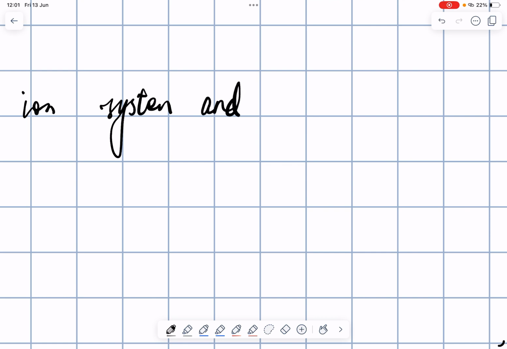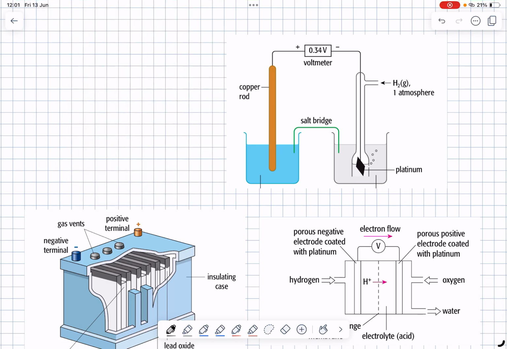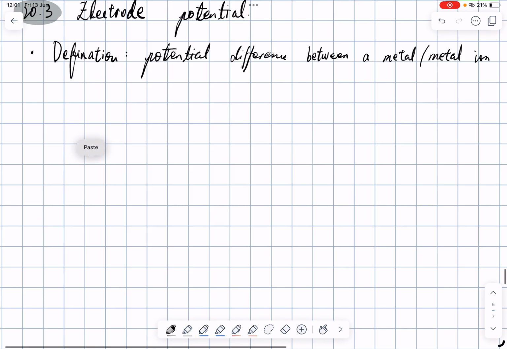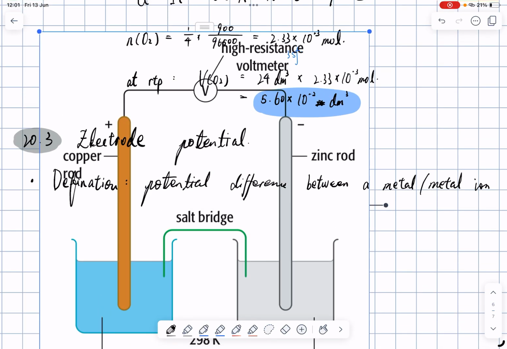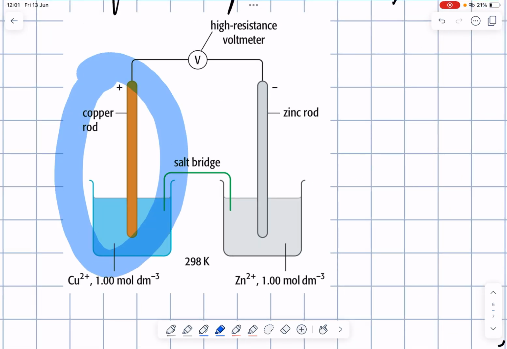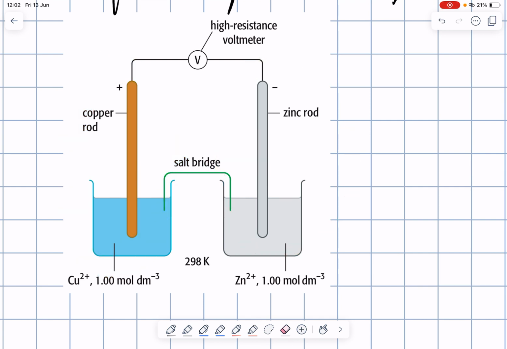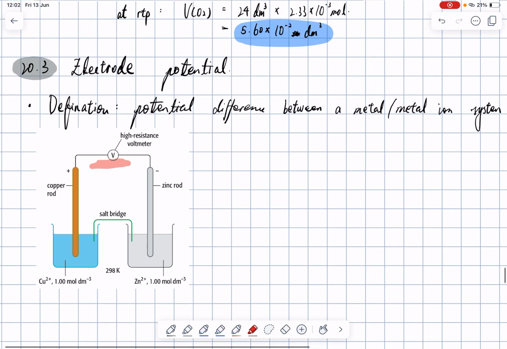System and another system. Here I got a good example for you. I got a beautiful graph here, and I suppose we'll use this several times. I'll show you now. Here you see on the left hand side we have a copper 2+ ion system, and on the right hand side a zinc 2+ ion system. What this voltmeter is measuring is the potential difference, the electrode potential.